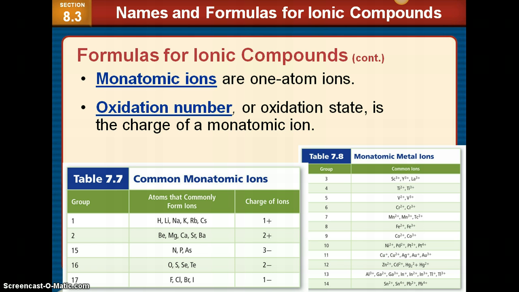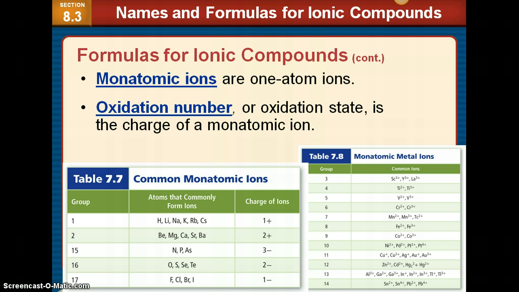And if you look at table 7.7 below, these are those trends that we talked about that have to do with their group number. So group 1 has a +1 charge because it wants to lose that one electron. Group 2 has a +2 charge because it wants to lose the 2 electrons in its outer shell. But when we skip over to group 15 or 5A, they have 5 electrons in the outer shell. Remember, we want to get to an octet or 8.